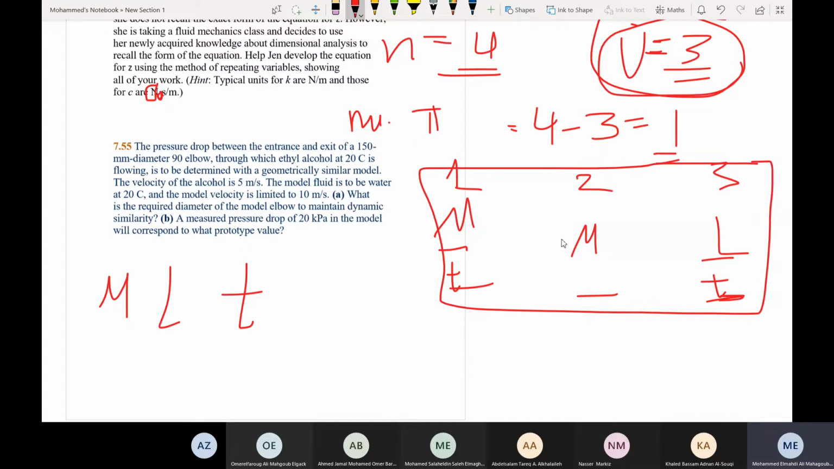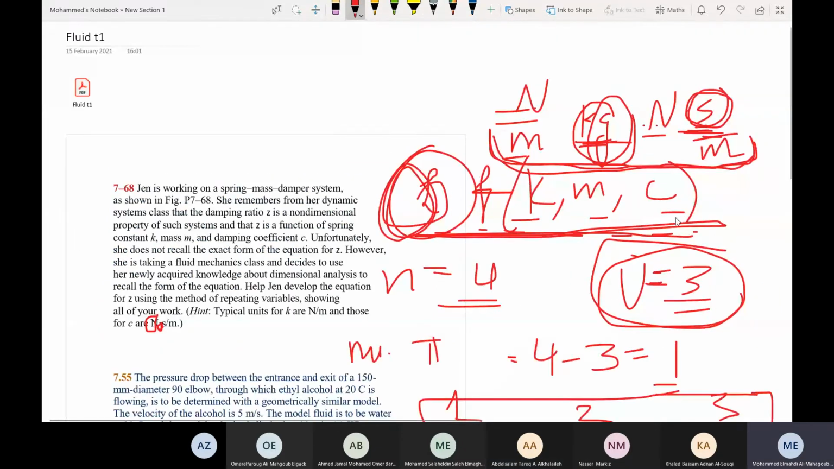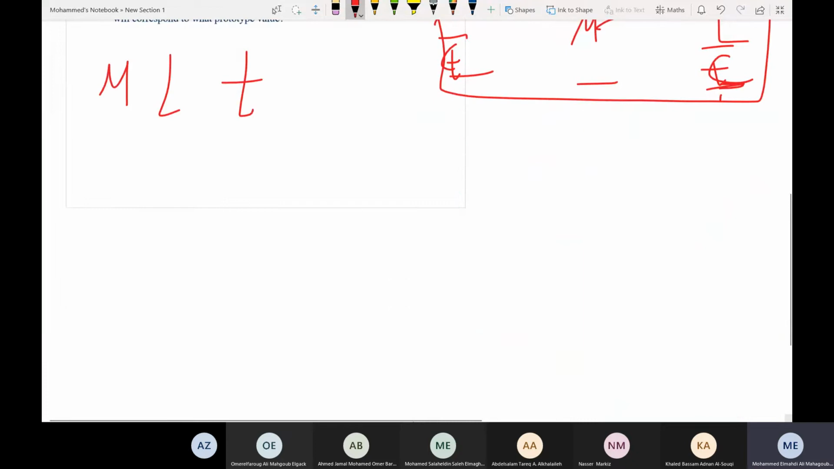So you have to choose three that do not form a pi by their own. Whatever manipulation you do, you cannot cancel all the dimensions, T, T, M, M. So you have to choose three that do not form a pi, the dimensionless number that we want to get. So we can choose C, M, and K, and the damping ratio. Let's go to the next step.